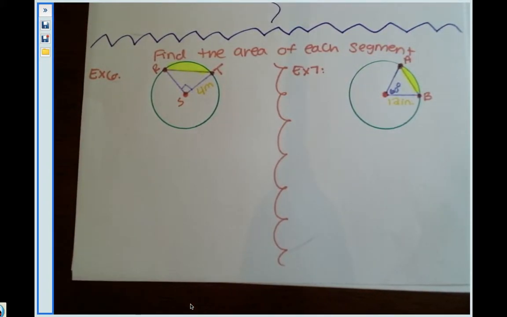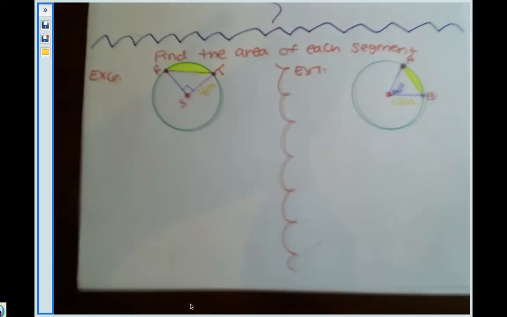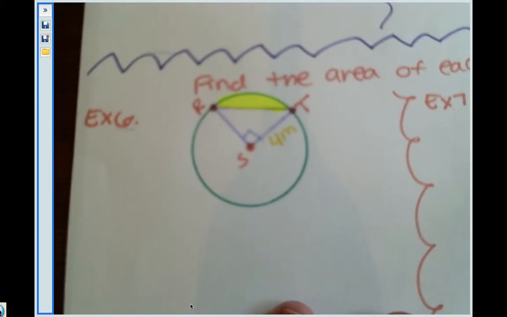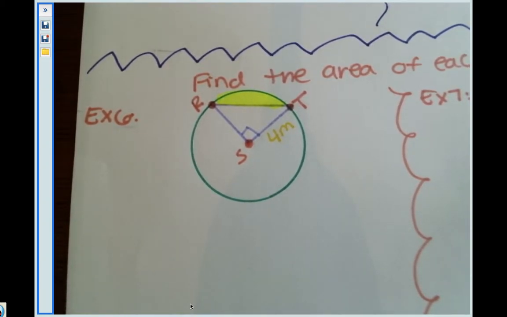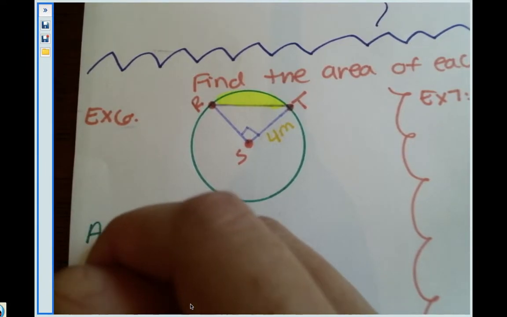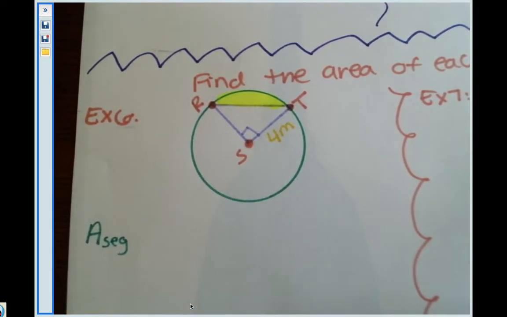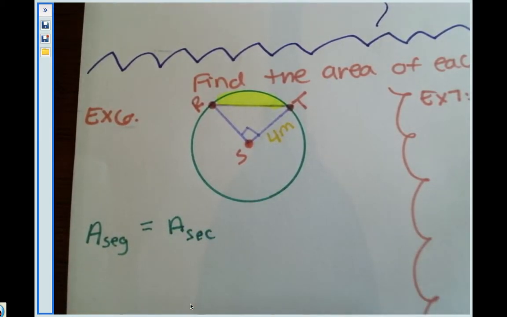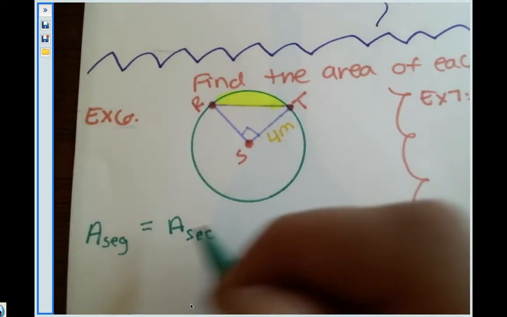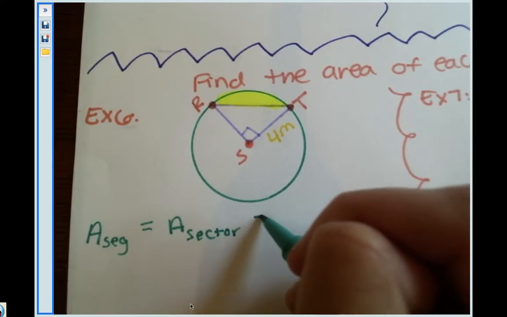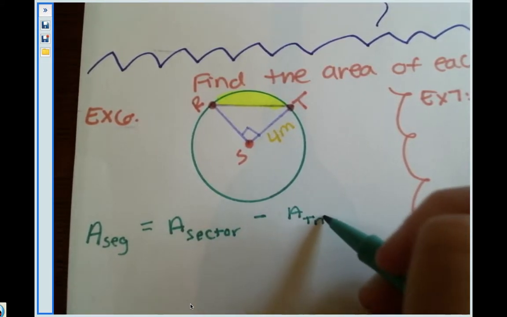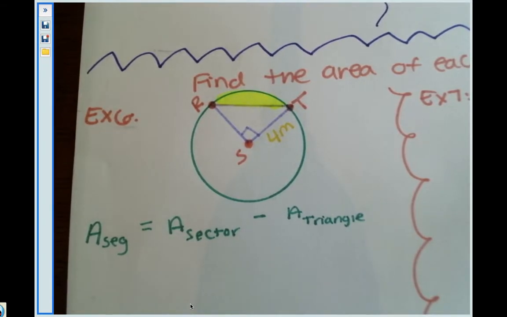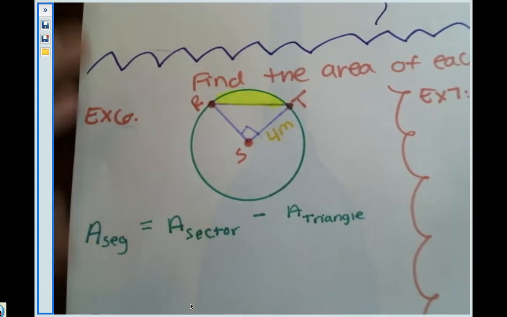Okay, so we're going to be finding the area of the segment. In this one, it's going to be what's highlighted, which I'll zoom in on so you can see it a little better. I'm just going to write out the formula real quickly to help us. The area of the segment, which I'll abbreviate as A seg, equals the area of the sector, A sector, minus the area of the triangle. So the area of the segment equals the area of the sector minus the area of the triangle.